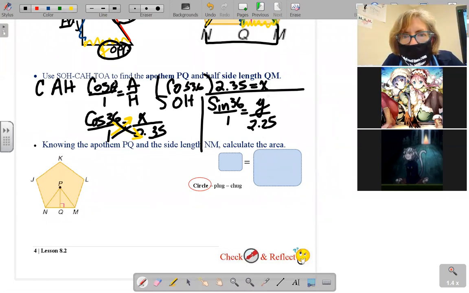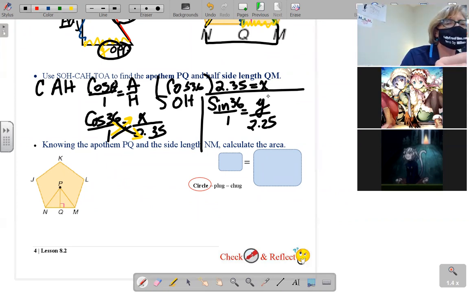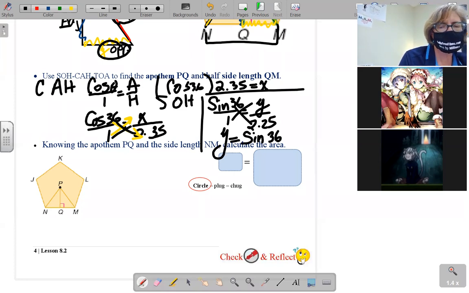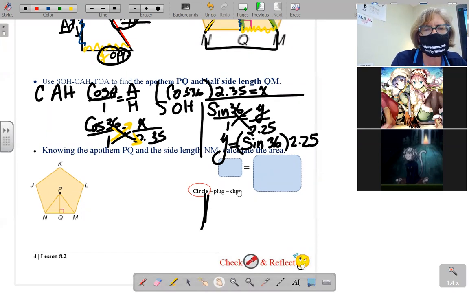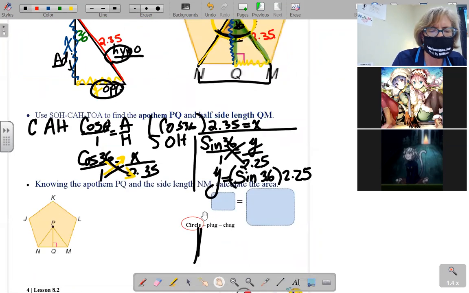Guys, I'm sticking around because we're still working on this last problem. You're welcome to stick around with me if you need to. Okay, what's next, Sinise? Y equals what? Times 2.25. Yes, ma'am. Is it 2.25 or 3.5? Did I get that wrong? Oh, it's 3.5.